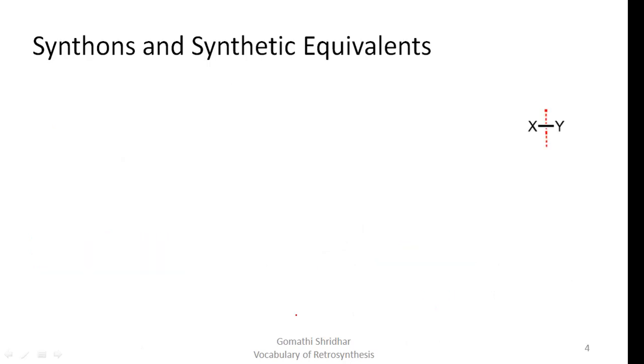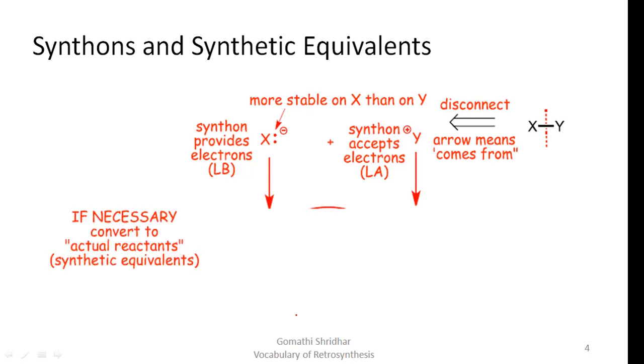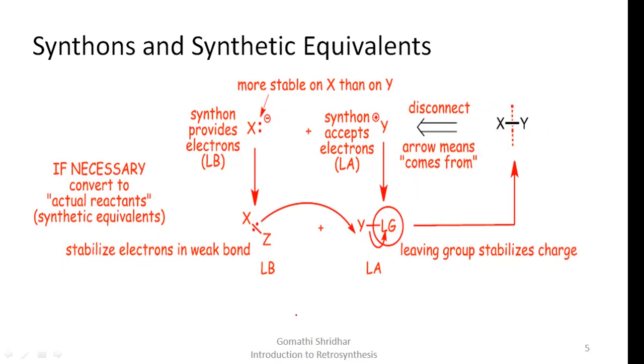So, if you have a molecule XY, then it can be disconnected as follows. X may be the Lewis base and Y plus is the Lewis acid. It may be necessary to convert the synthons to the actual reagents, that is the synthetic equivalents. Then the Lewis base reacts with the Lewis acid to form the target molecule. Using what we have learned so far, let us solve some problems.